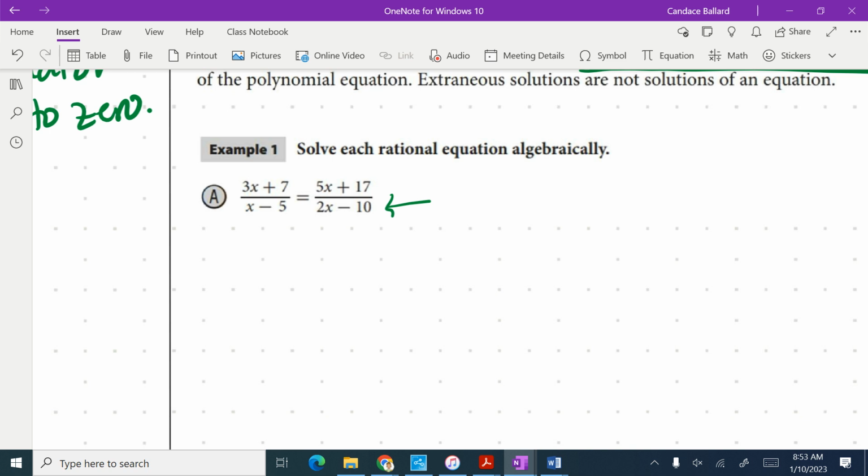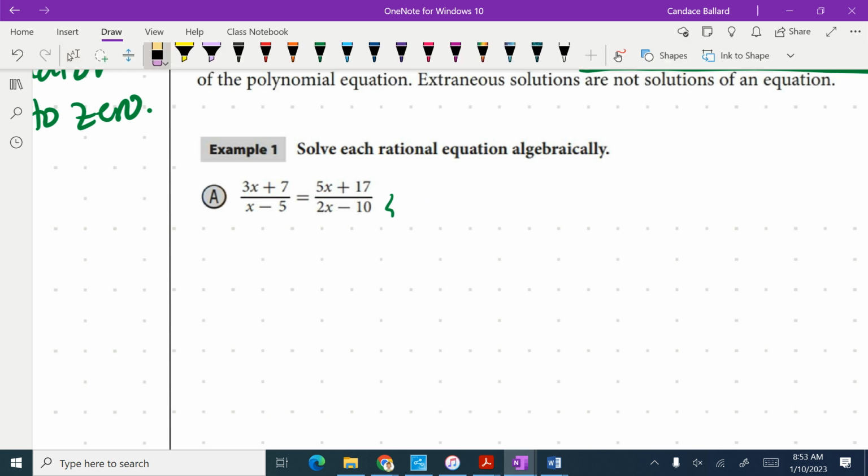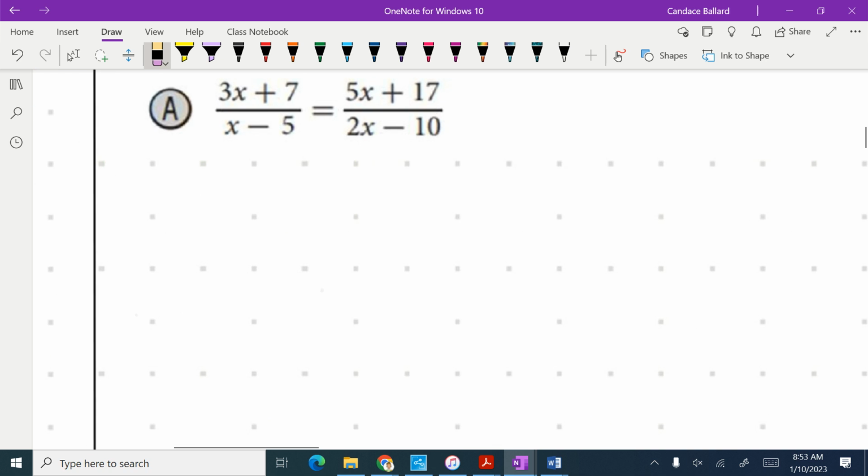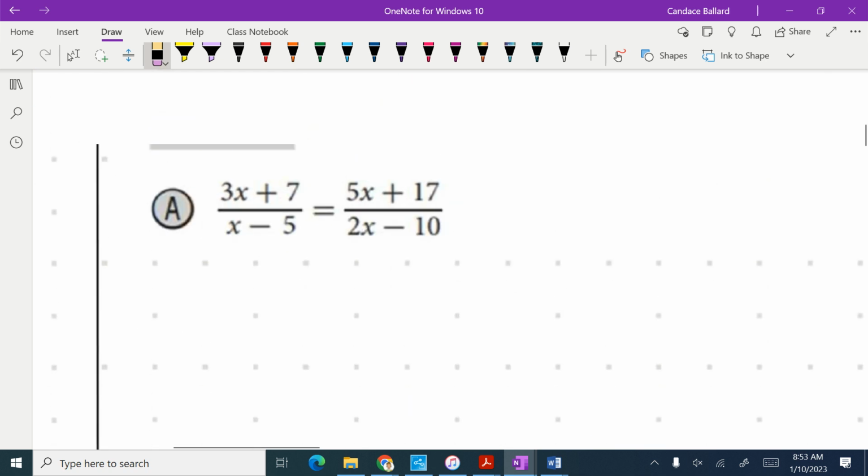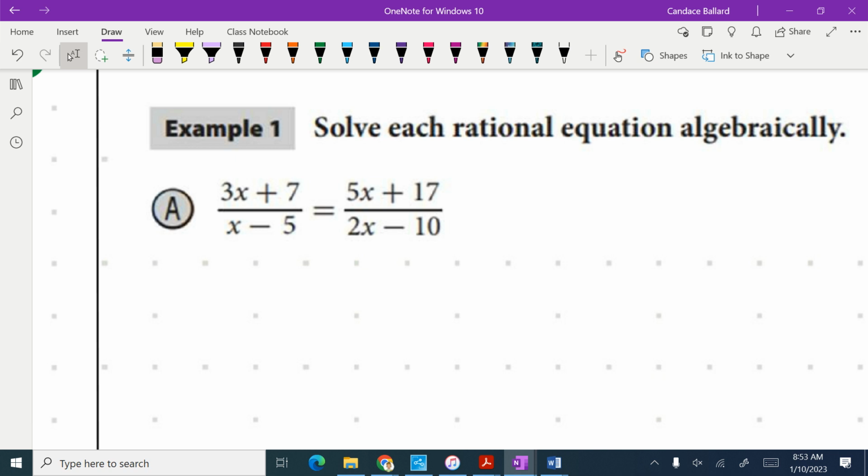Let me go to my drawer. Let's erase that little mark right there. First thing I want to do is find the LCD. I'm going to do this just like I did the other day. I totally forgot to put out your colored pencils, so I'm going to do that really quick. Right now, try to factor that second denominator for me while I'm passing out the colored pencils.